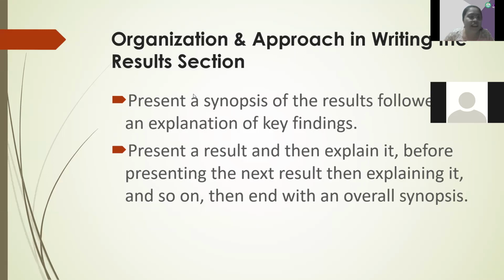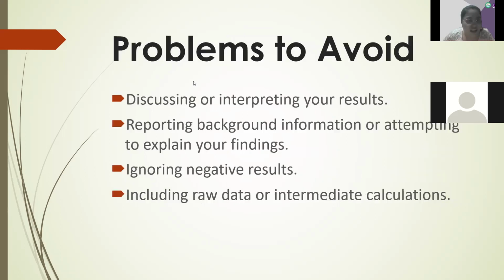Okay, so in writing the results section, you can provide a synthesis or a synopsis followed by the explanation of the key findings, or the description only, not really the interpretation. So you have to follow, again, the sequence of the statement of the problem, but you have to have the table first and then followed by the textual presentation. You have to finish describing the first table before proceeding to the next group of data.